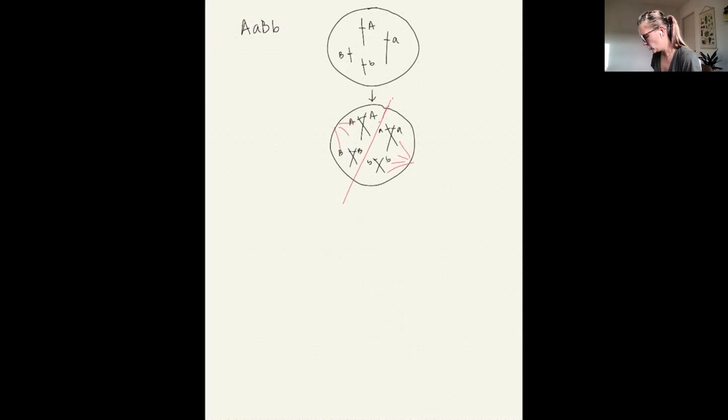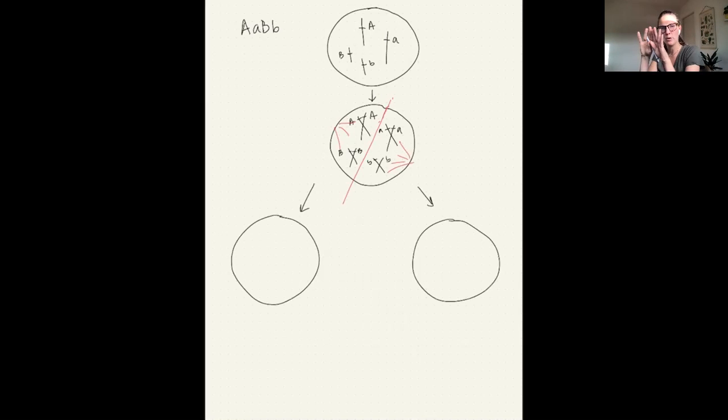So if we have nondisjunction in meiosis 1, instead of the chromosomes segregating properly, one pair is kind of going to get sticky and they're going to stick together. So let's say these A's stuck together. What would happen is that the B's would separate okay. You'd have homologous chromosomes going to two different cells. However, the A's would both go to one cell.